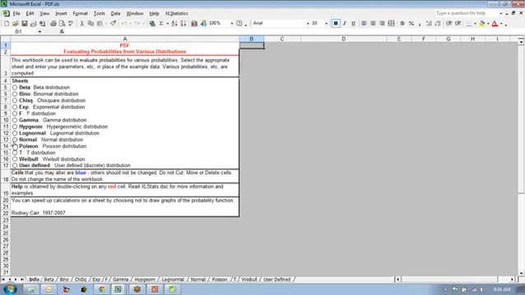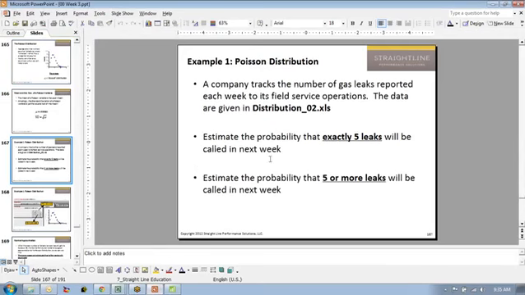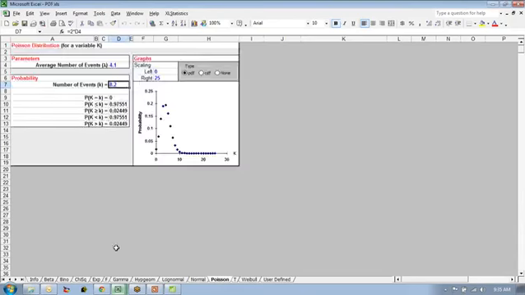And let's see if we can find it here. There's Poisson. Yeah, it says average number of events. That's the mean. It's at 4.1. Let's enter that in. And we wanted to know what's the probability of 5. Let's be very careful on this. First question is exactly 5 leaks will be called in next week. Ooh, okay. So what's the probability of exactly 5 leaks?